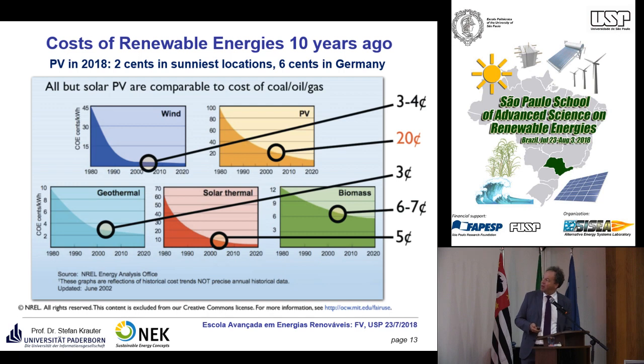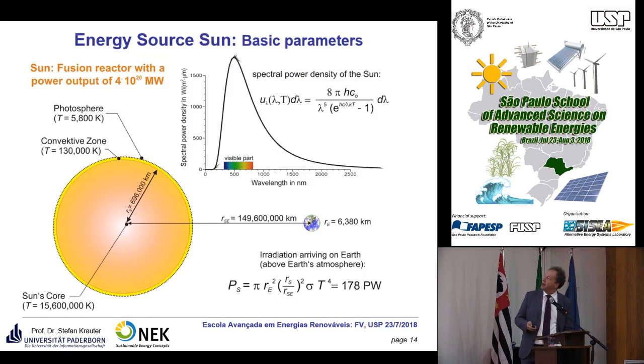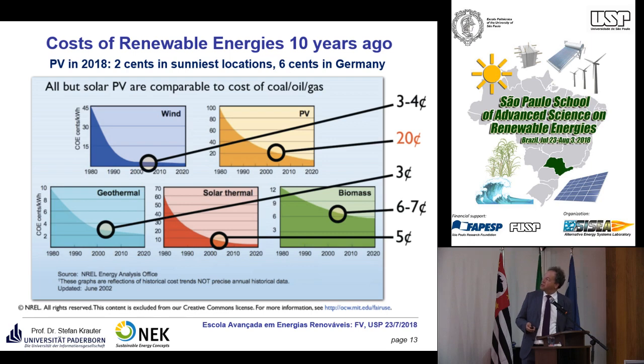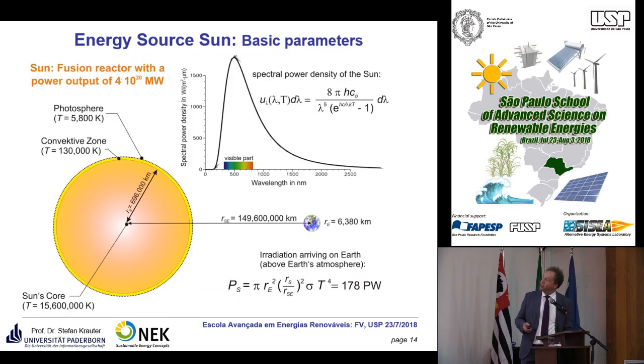That's quite an interesting development, but I come to this a bit later. First, we talk about our resource. It's both valid for solar thermal and photovoltaic applications. So we have our sun, which is a fusion reactor, which works reliably since 4 billion years. It will work on for 4 billion years.